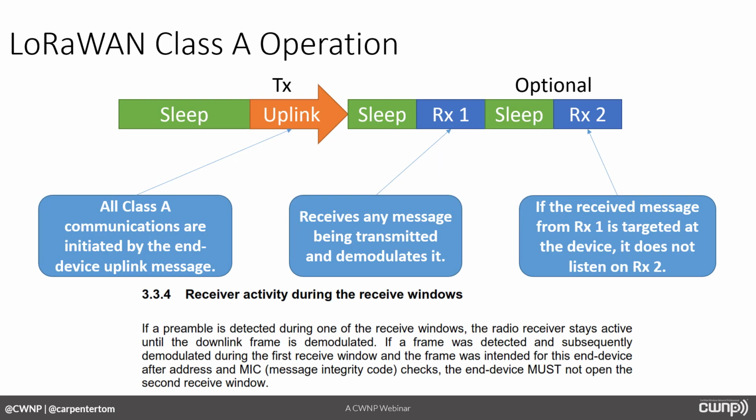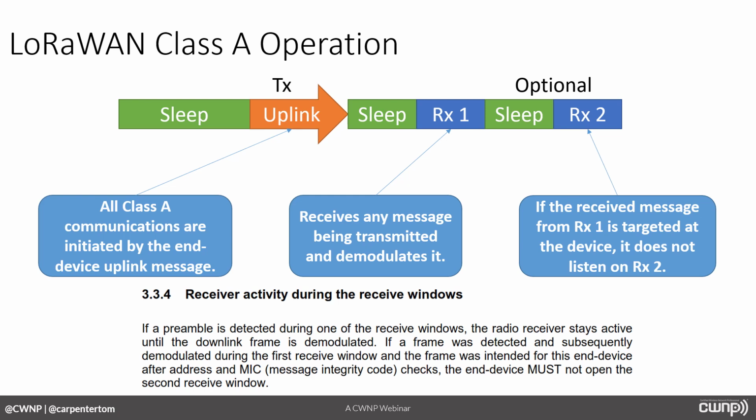All right, so let's talk a little bit now about these Class A, B, and C operations. I mentioned that Class A gives you the longest battery life. Well, the reason for that is a Class A device sleeps potentially for minutes, hours, days. It sleeps until it needs to talk. And then when it needs to talk, it wakes up and communicates and then it'll stay awake to listen for incoming communications.